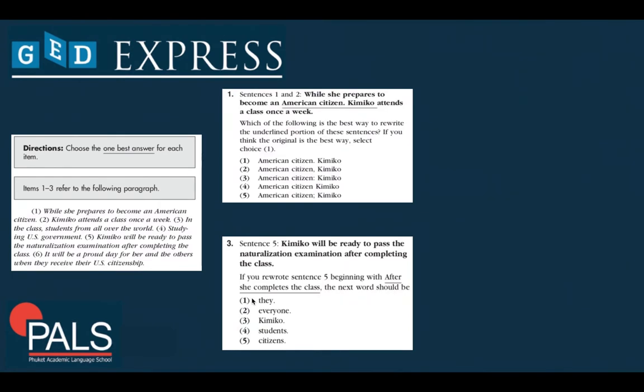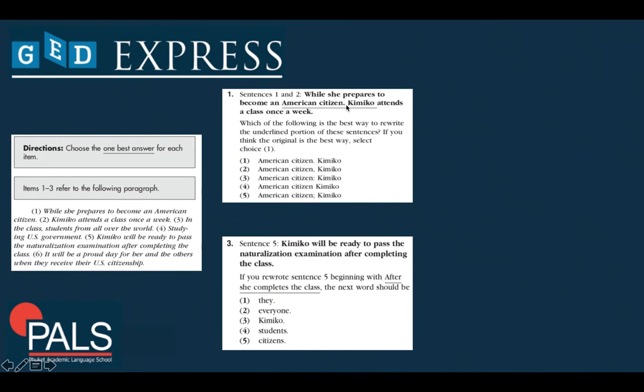While she prepares to become an American citizen, Kimiko attends a class once a week. Which of the following is the best way to rewrite the underlined portions of these sentences? If you think the original is the best way, select choice 1. Give you a couple of seconds there to figure out your answer. Okay, if your answer is number 1, then you are correct.